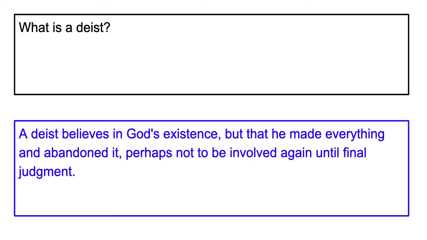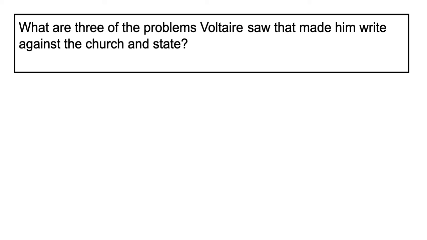Okay, so deism is where he was. Now, he was a smart guy, a really good writer, and he saw some problems with the church and with the state that were legitimate. He was not making this stuff up. So only if you raise your hand to say something, only tell me one of the things. All right, Nate, what's one of the things he saw as a problem?